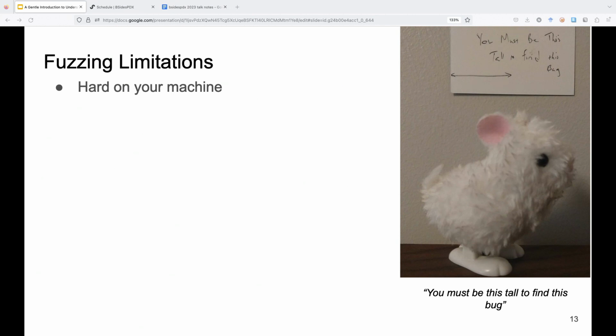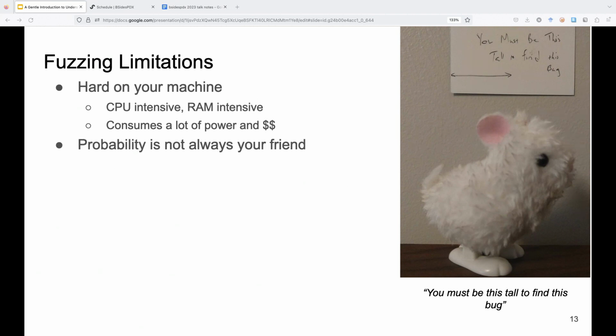So, first thing to know is that fuzzing is generally hard on your hardware. It's CPU intensive, it's very RAM intensive, and if you're running that in the cloud, that's expensive. And even if you're not running in the cloud, that's expensive. You have to pay for your own electricity. You have to buy computers. You have to buy all that RAM. Probability is not always your friend.